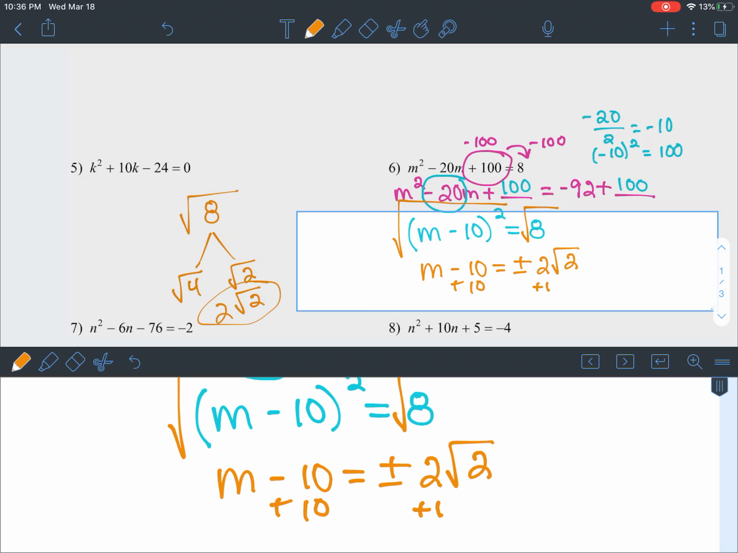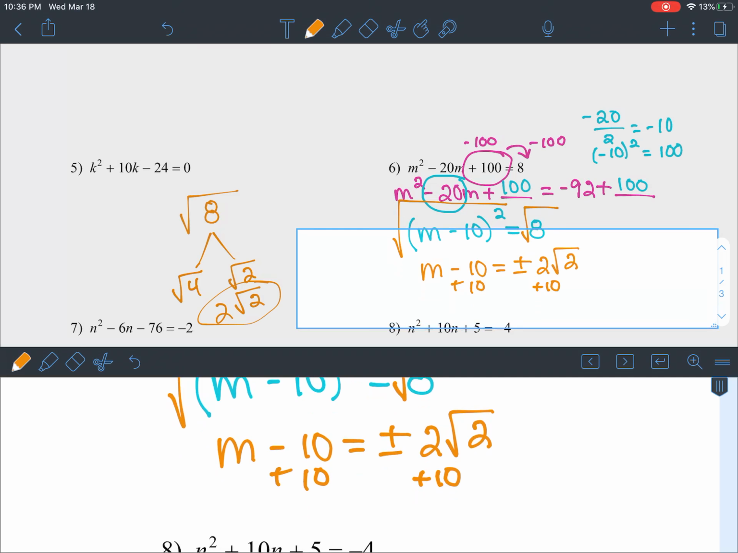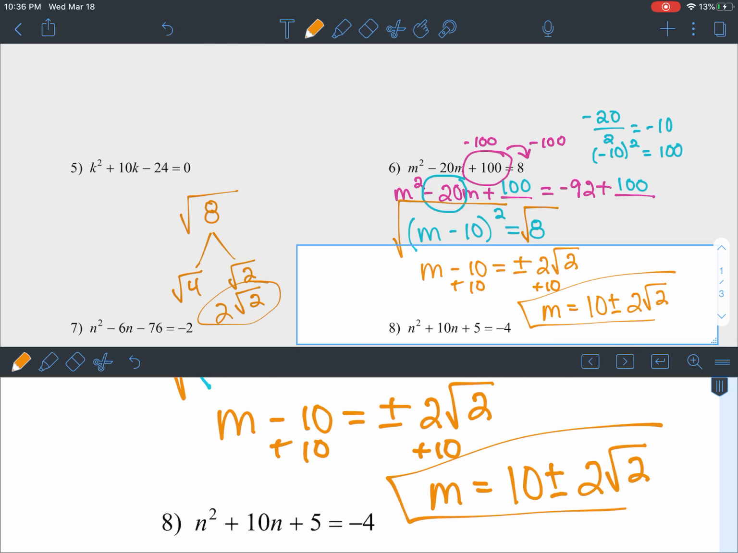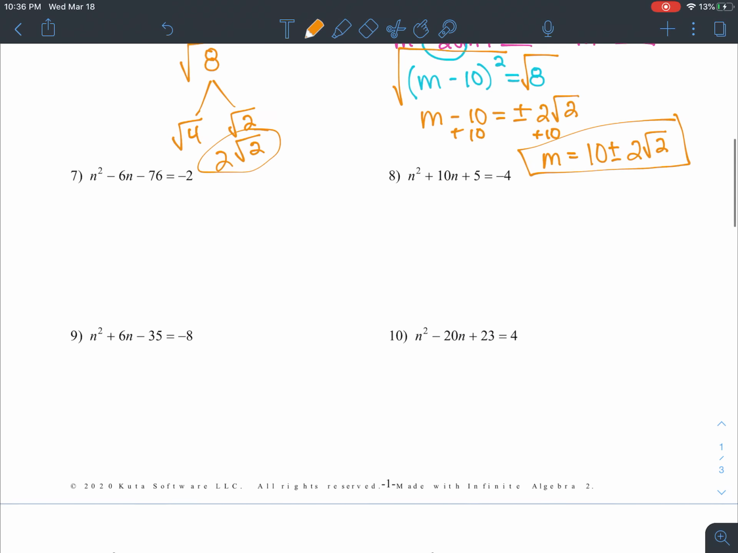So then we're just going to add 10 to both sides. And then we'll end up with m equals 10 plus or minus 2 square root of 2. And we're just going to leave it just like that because we can't combine anything else or you'd get a decimal. So we're just going to leave it just like this.